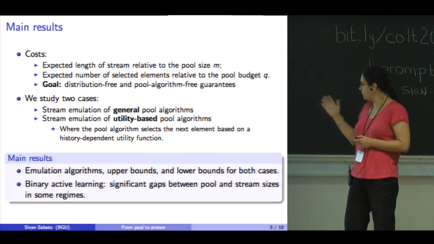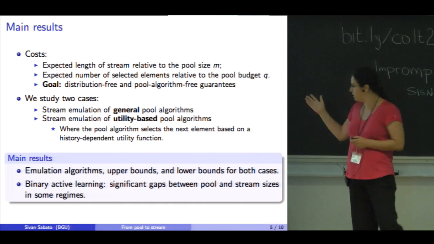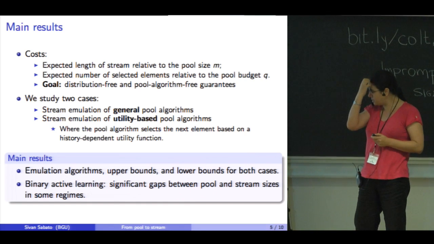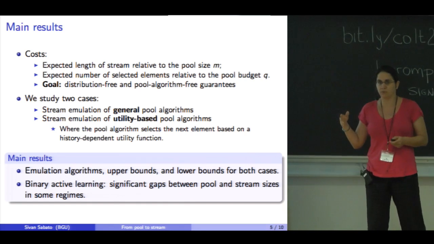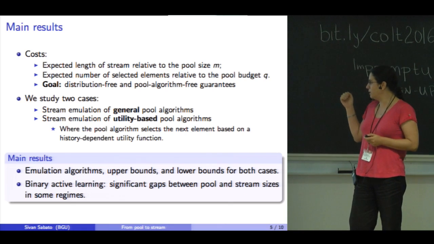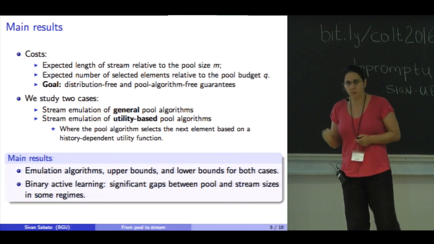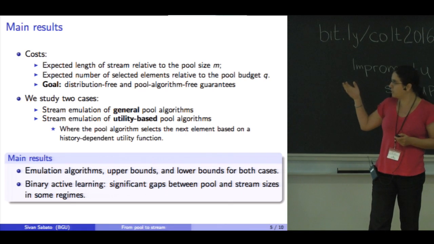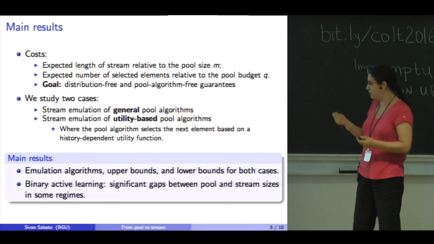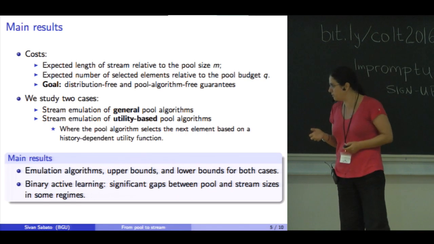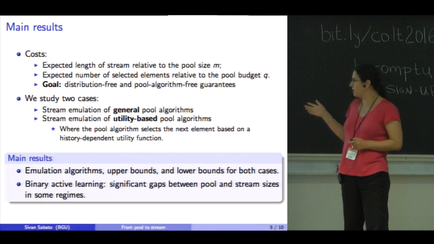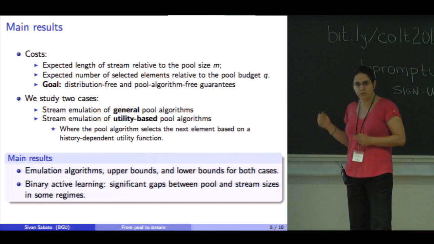Our main results, I will show some of them later, but just to give the general idea: our main results include emulation algorithms for both settings, with upper bounds matching lower bounds for both cases. And we also show that in the utility-based setting, we can derive also a specific case for binary active learning, where even for binary active learning, there could exist significant gaps between the pool and stream sizes.